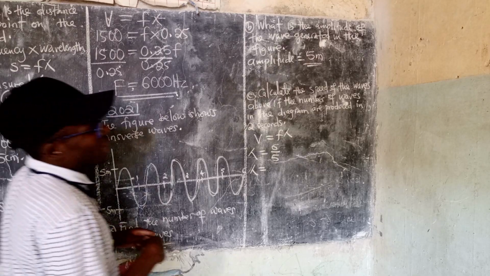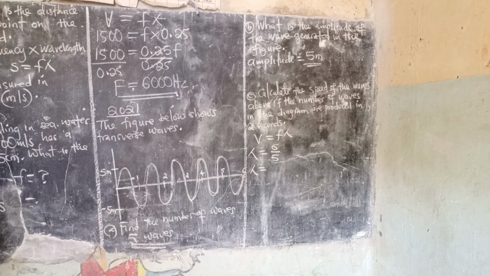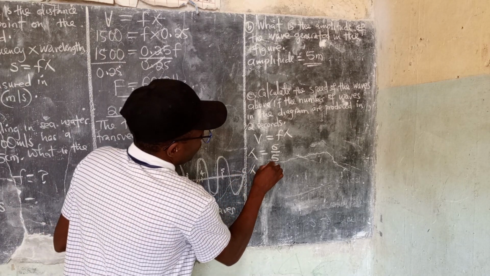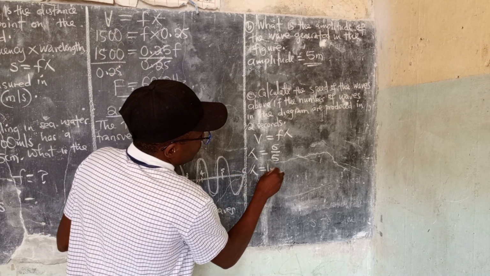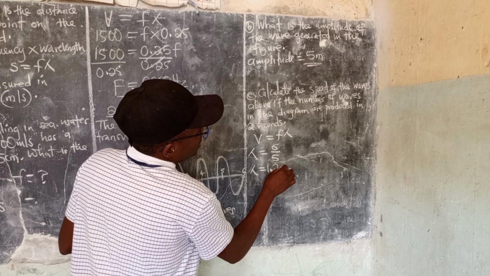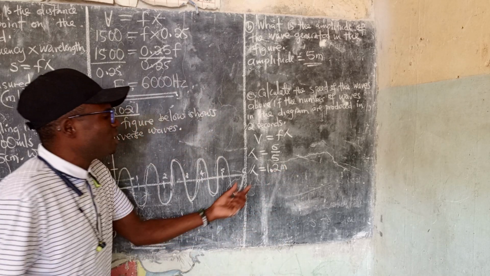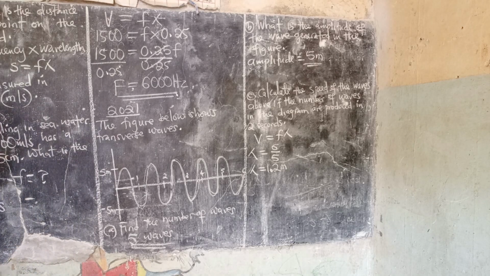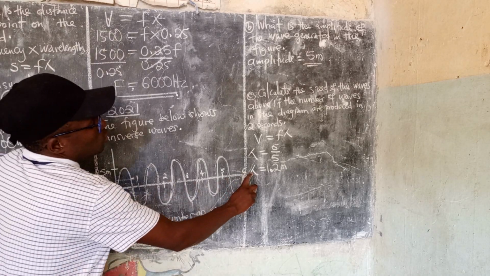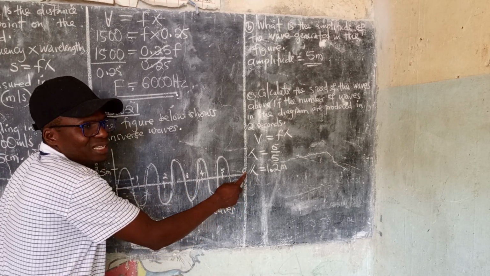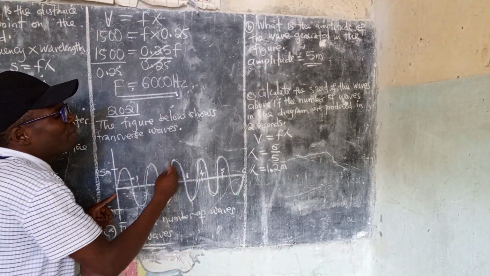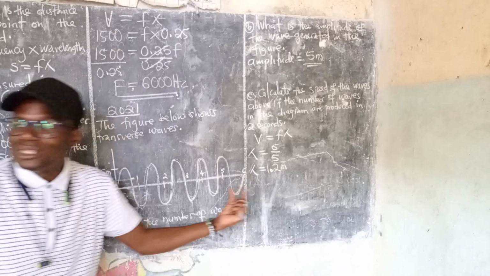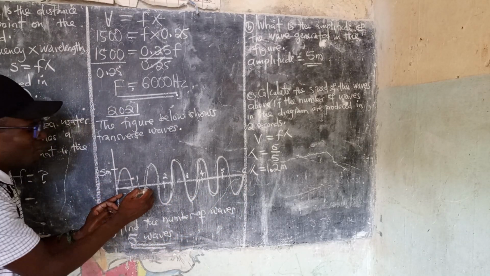6 divided by 5 is 1.2. So 1.2 is the what? Meters. 1.2 is the wavelength. So how do you find the wavelength? You check what is the total. The total time for this was 6. But in 6, how many waves have been produced? 5.